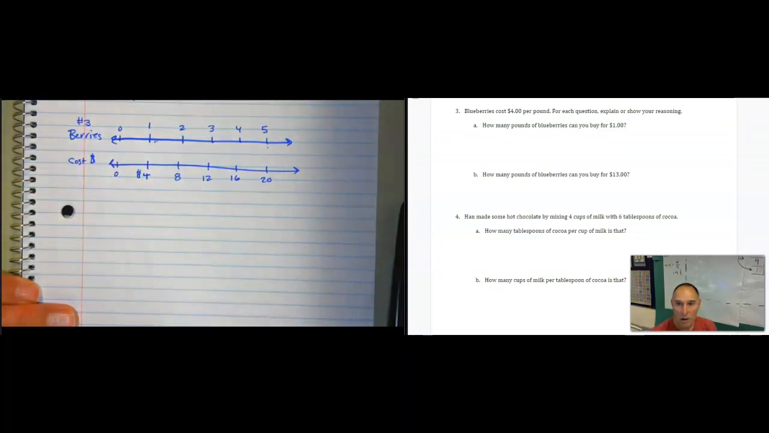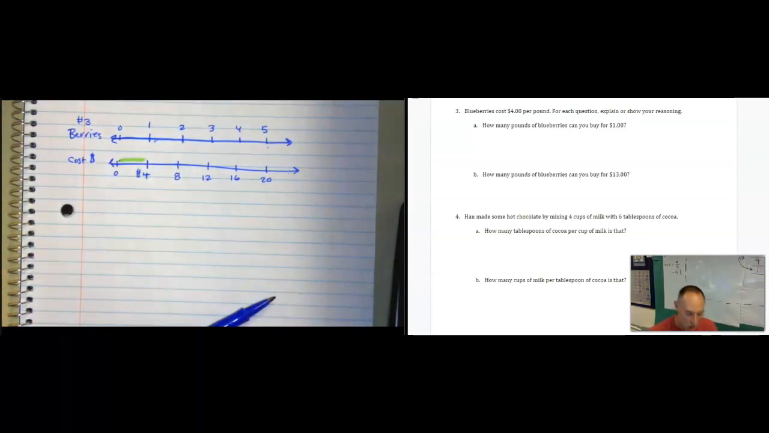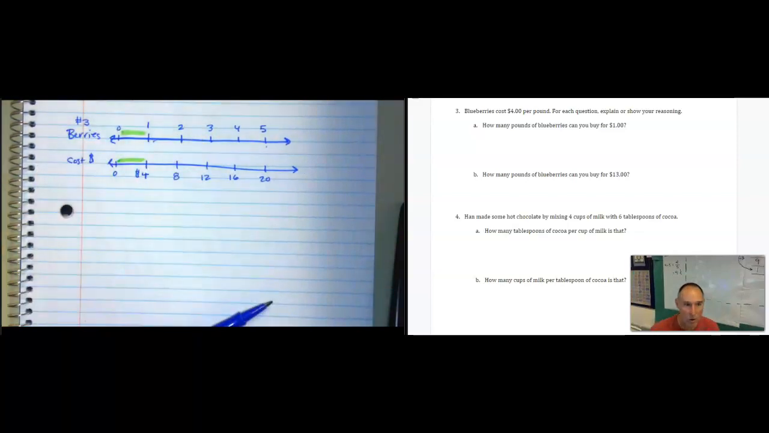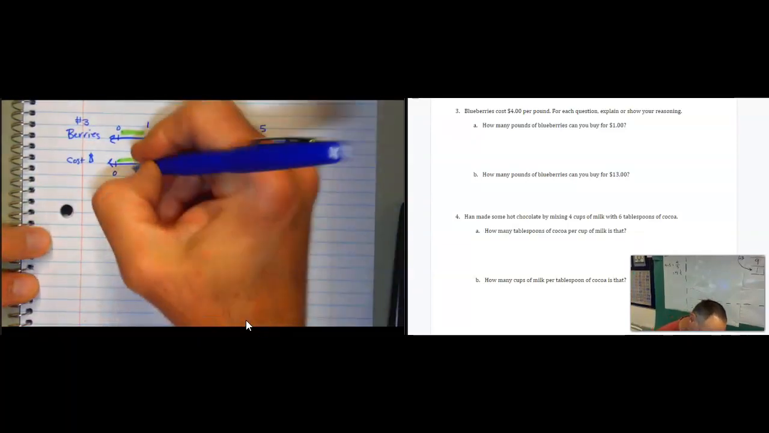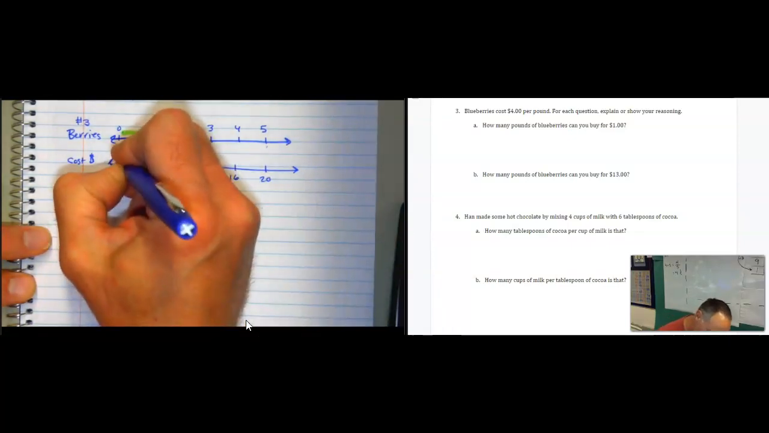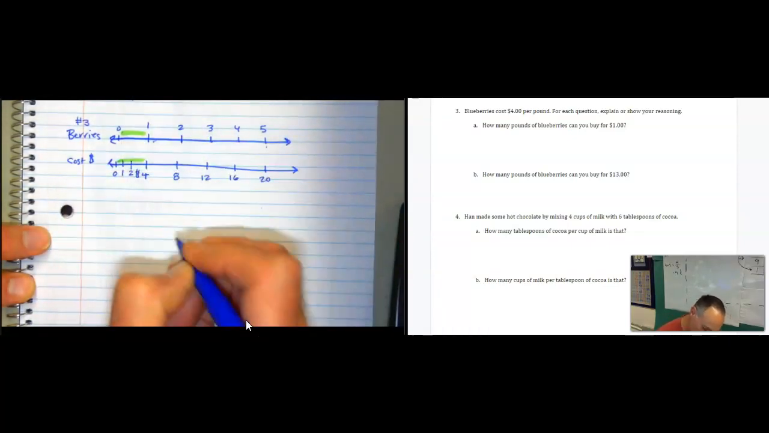Okay. Well, the first question is, how many can you buy for $1? Well, $1 exists somewhere down in this region, right? So $1 is somewhere in here. It's between 0 and 4, which means the berries is between 0 and 1. So if we split that in half, that's a 2. Split that in half, that's a 1. So there's my $1. Okay?